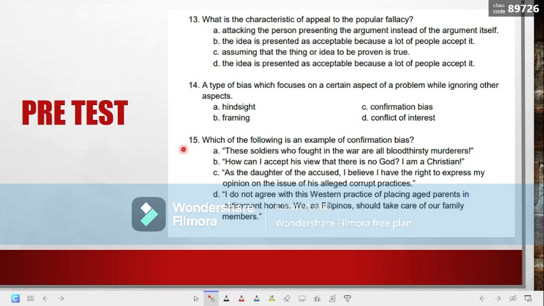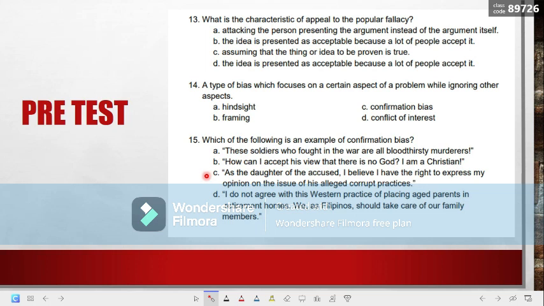Number 15. Which of the following is an example of confirmation bias? A. These soldiers who fought in the war are all bloodthirsty murderers. B. How can I accept his view that there is no God? I am a Christian.